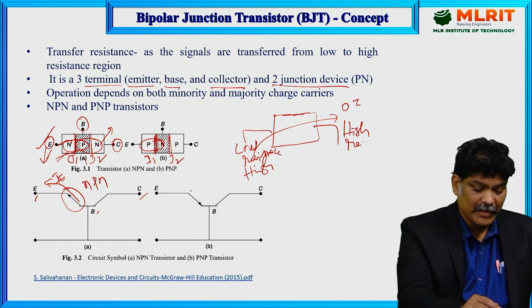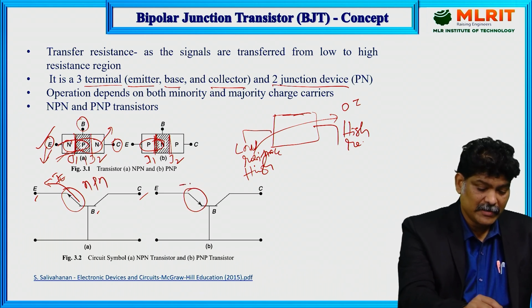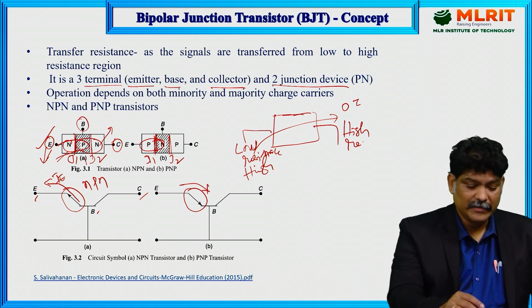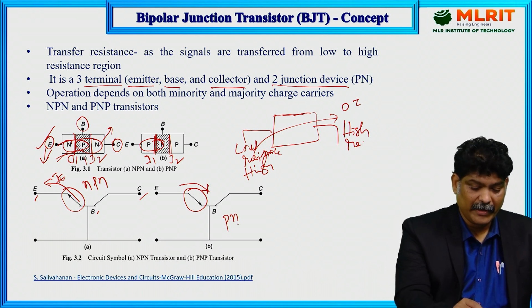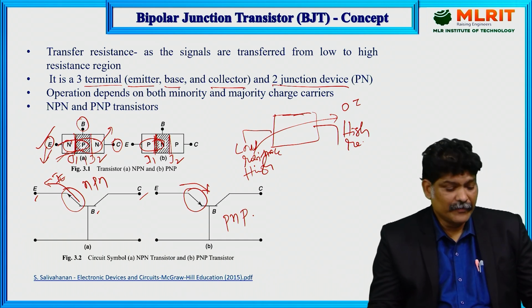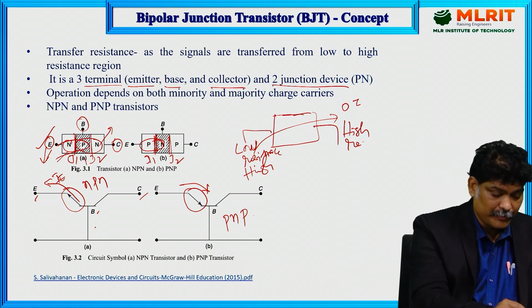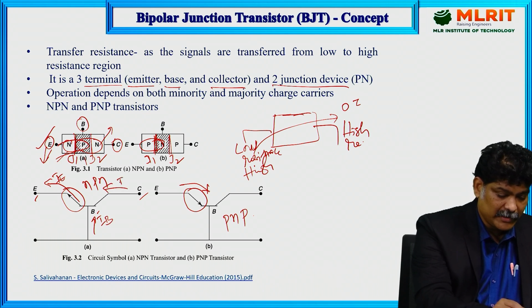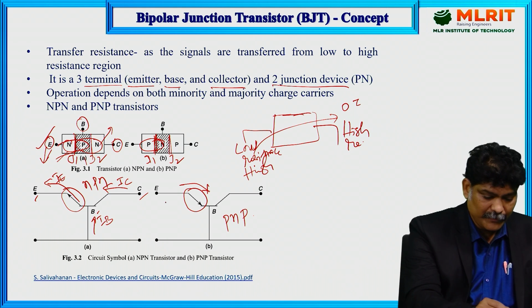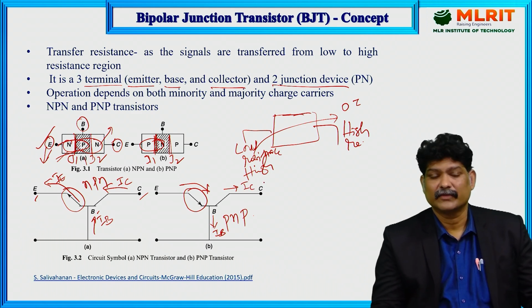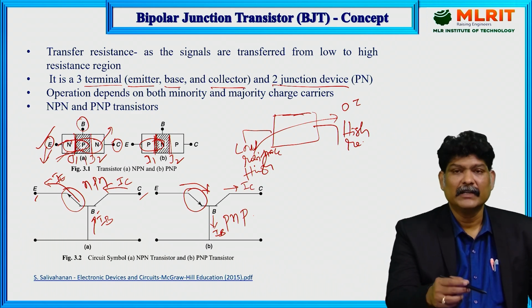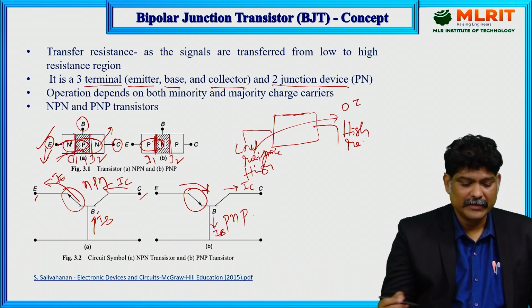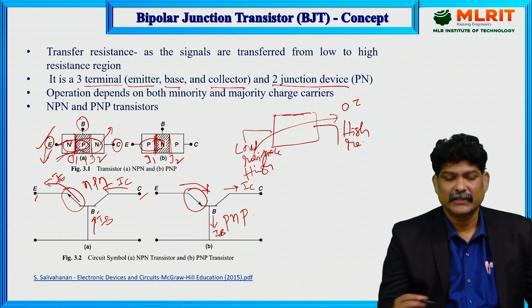Whereas here, if you observe, the emitter current is coming into the transistor. Hence we can recognize this as a PNP transistor. What about the other currents? Base current enters into the transistor, and at the same time collector current also enters into the transistor. Here, base current is coming out of the transistor and collector current is also coming out of the transistor. So the three currents will flow through the transistor.